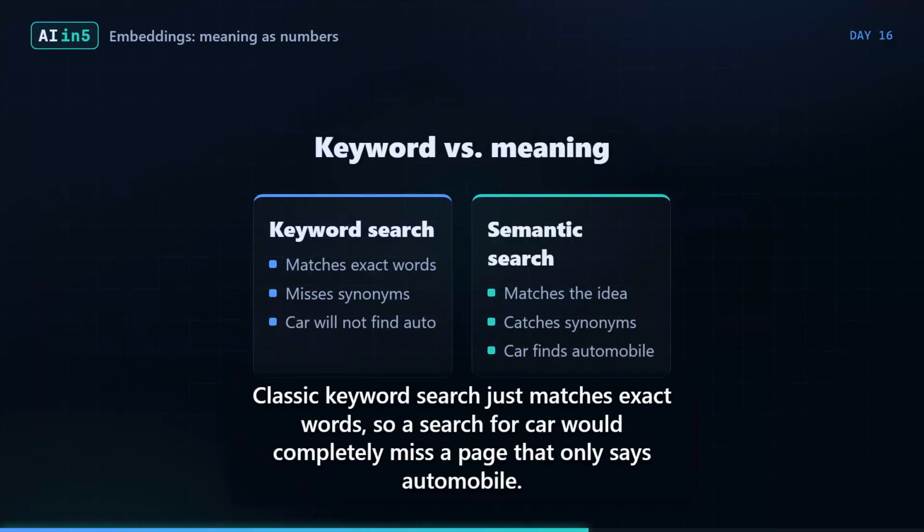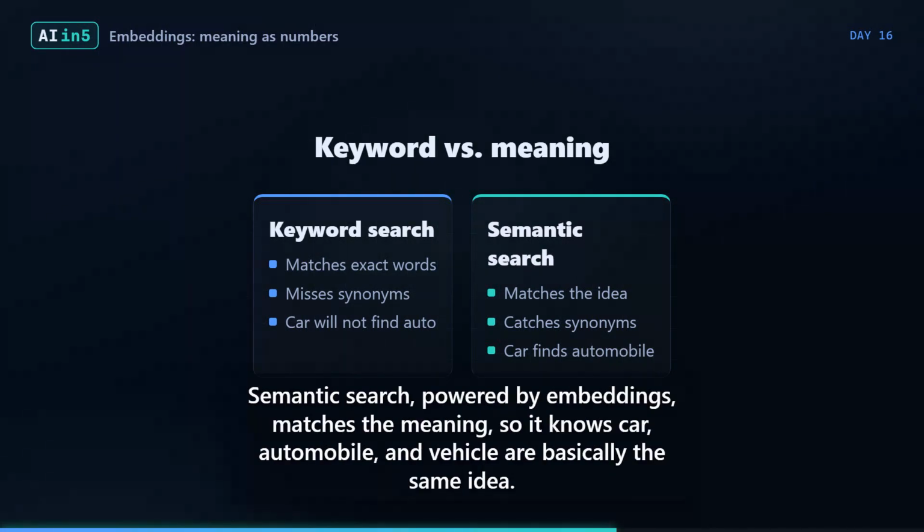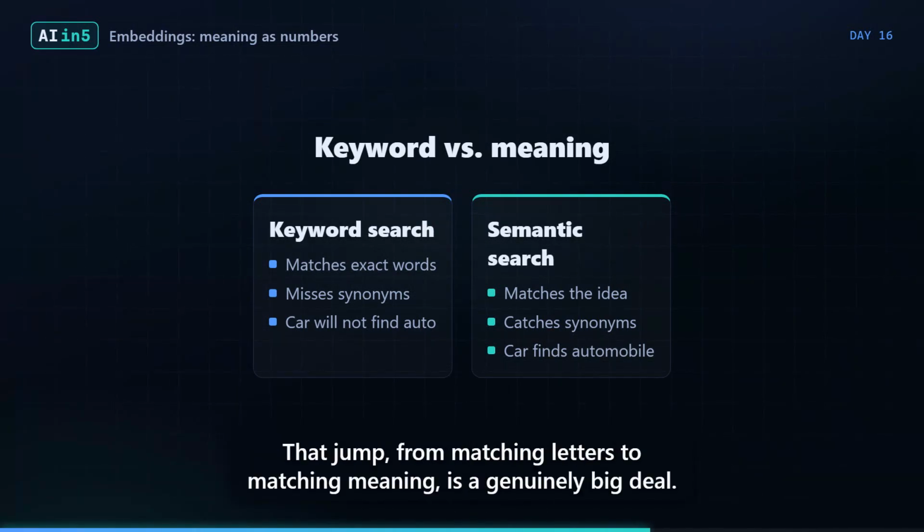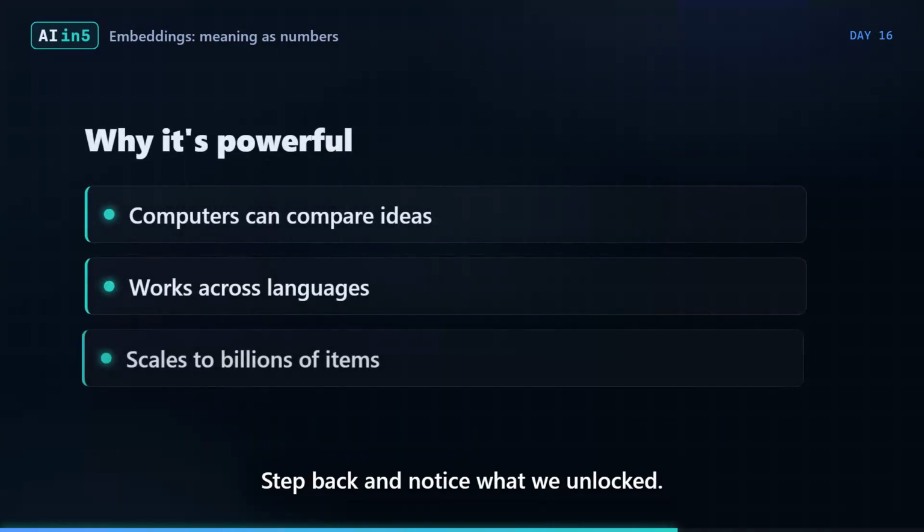Classic keyword search just matches exact words, so a search for car would completely miss a page that only says automobile. Semantic search, powered by embeddings, matches the meaning, so it knows car, automobile, and vehicle are basically the same idea. That jump, from matching letters to matching meaning, is a genuinely big deal.